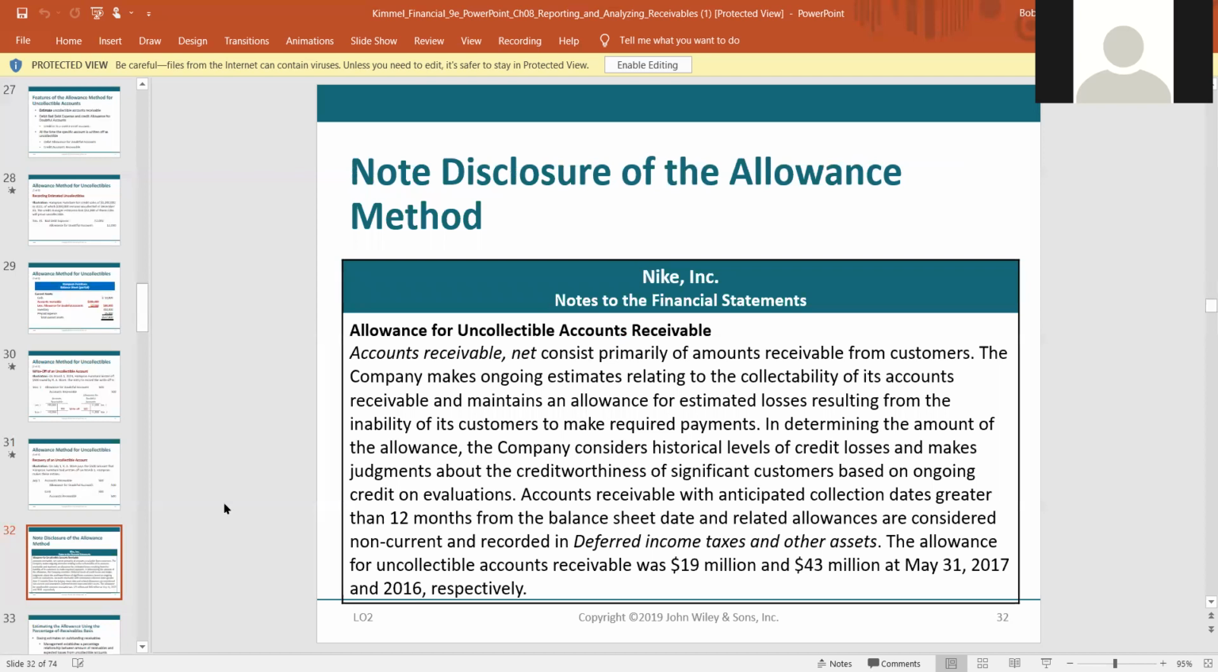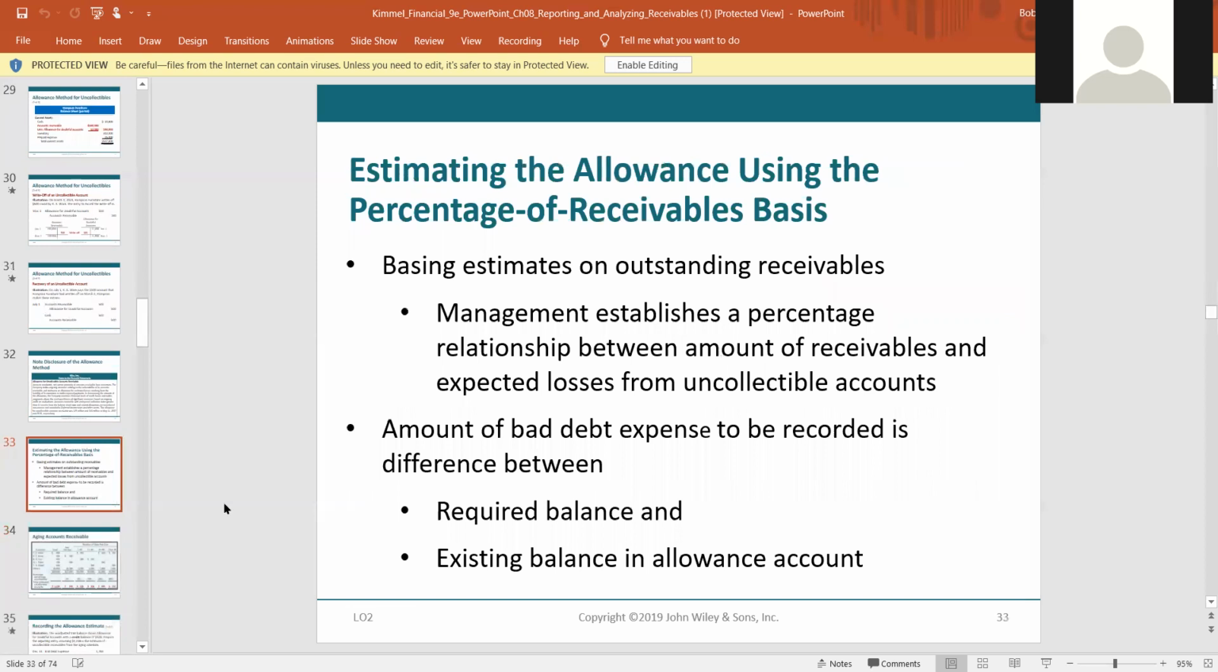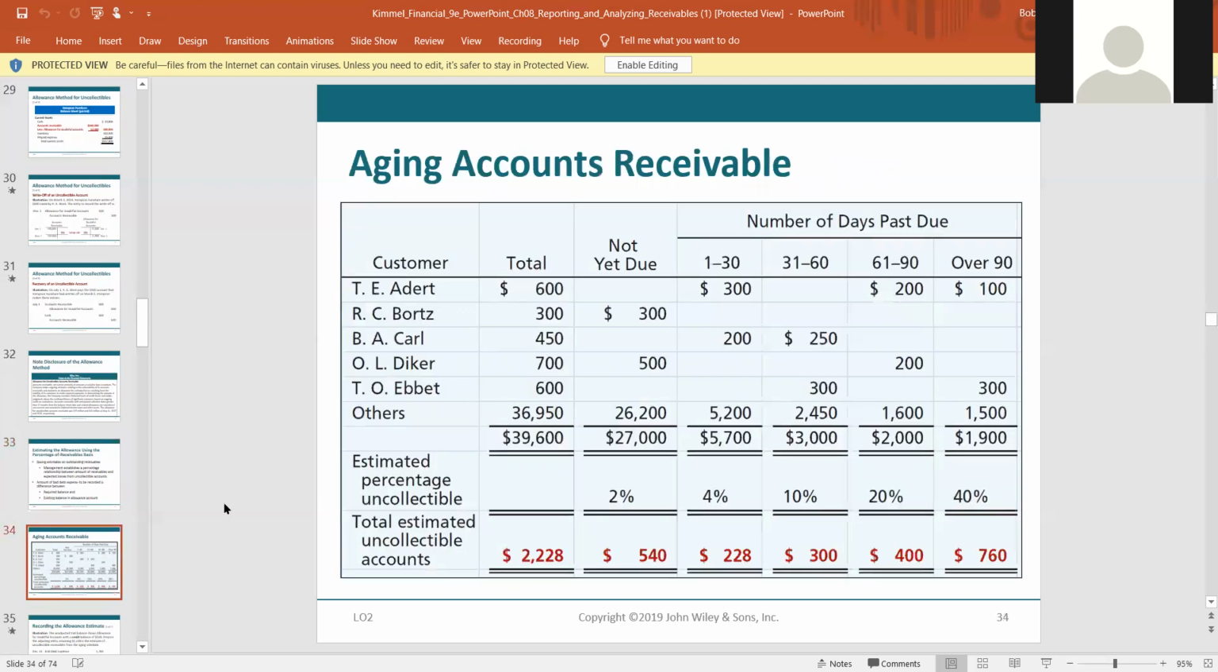Note disclosure of the allowance method. Here we go. Now we're going to use the allowance method based on percentage of receivables. We're going to look at our accounts receivable, and we're going to determine, based on how old the debt is, how much we expect to lose to bad debt expense, okay? The amount of bad debt expense to be recorded is the difference between required balance and existing balance in the allowance account. So that's a little unclear. I'll get into that in a moment, okay?